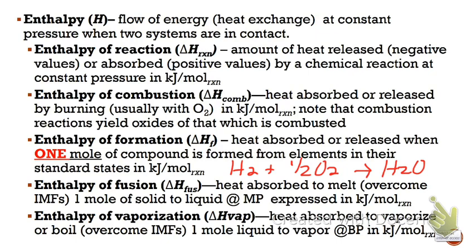Same thing with the enthalpy of vaporization. The enthalpy of vaporization is the heat absorbed to vaporize or boil 1 mole of liquid to a vapor. So it would be exactly the same for condensing. You would just change the sign of that delta H. Okay. So just make note of that, because freezing point and melting point is the same thing. It just depends on whether you're going solid to liquid or liquid to solid. Boiling point and condensation point, same point, just depends on which direction you're going.